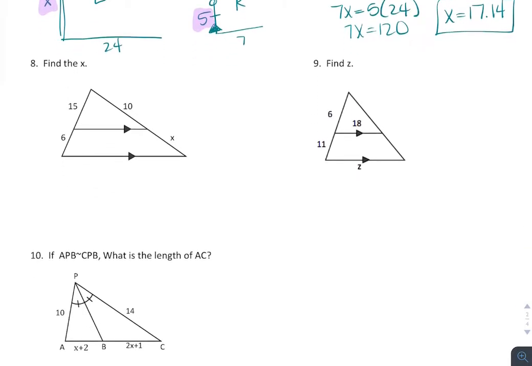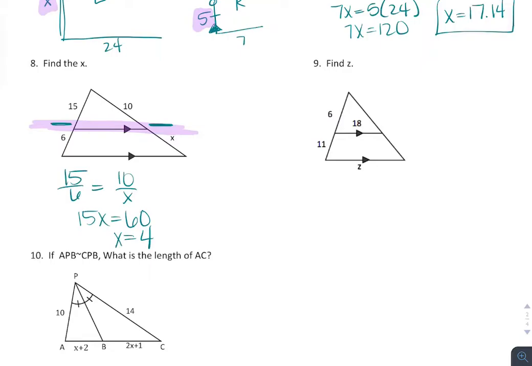All right, number 8. So number 8 is one of those where we can just draw in this middle line. It creates our two fractions for us. So we have 15 over 6 equals 10 over x. So 15x equals 60, and x equals 4.